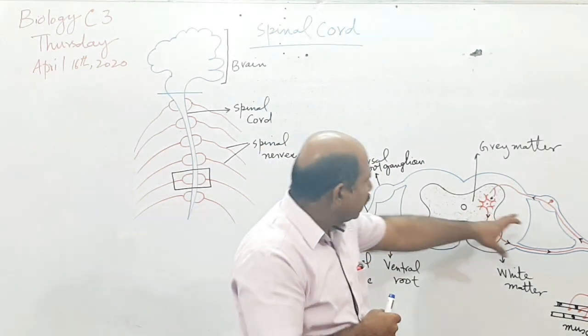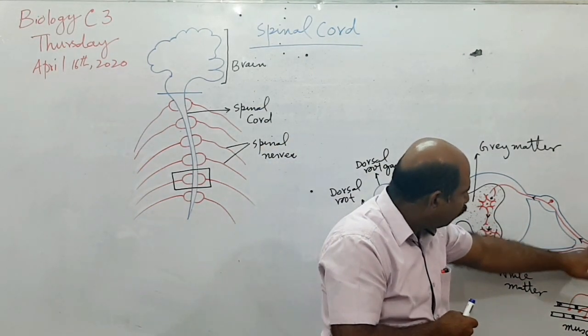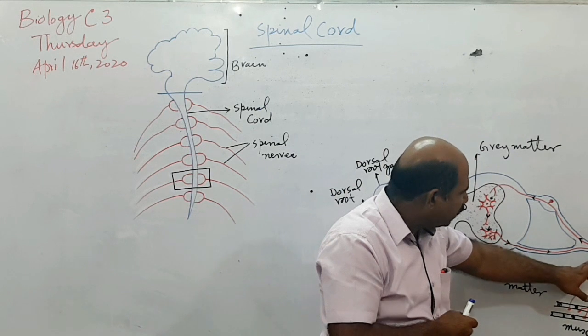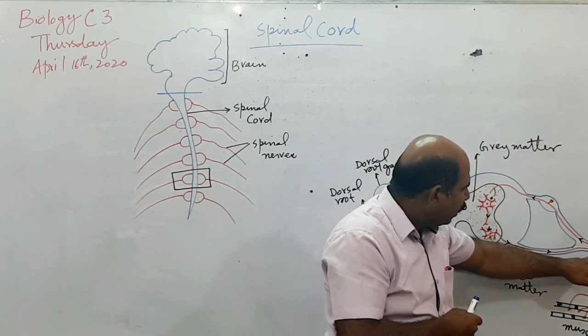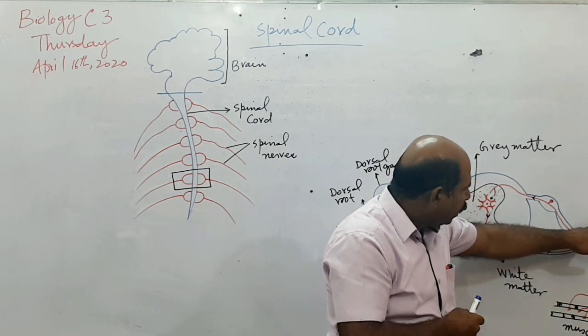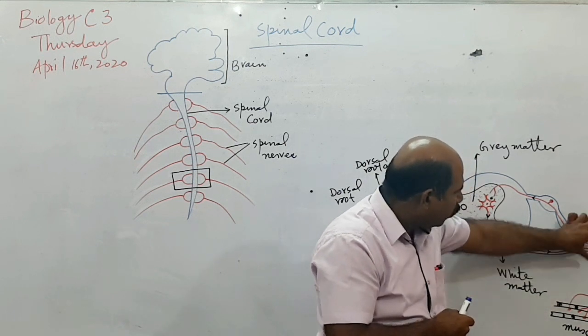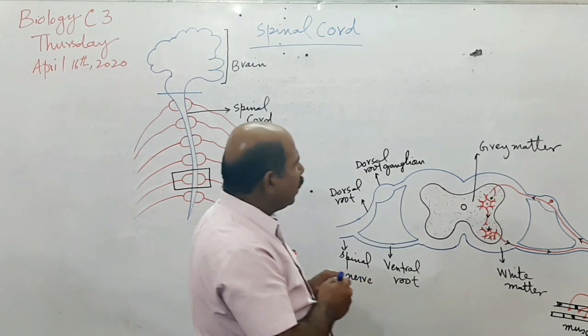So remember, this is the spinal nerve. It's a mixed nerve because it contains both structures. It contains the sensory neuron and motor neuron. That's why it's called a mixed nerve.